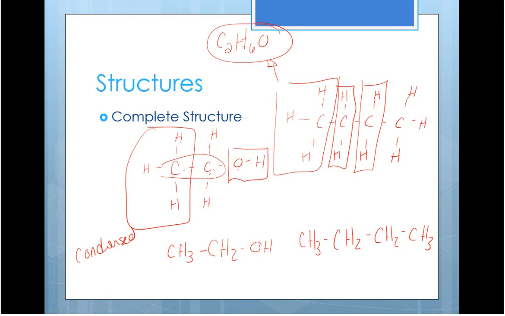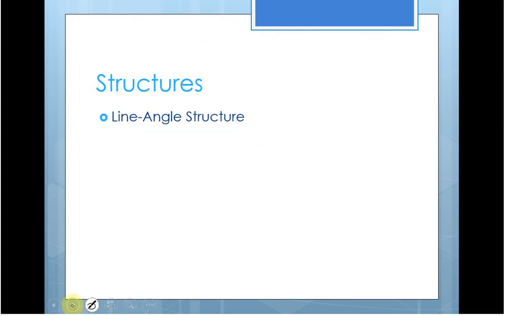So the condensed structure still tells us a lot of information. It tells us what atoms are bonded where. It's just a simpler way to do it. Now, in my lecture, I always say chemists are lazy, and so we want an even shorter way of getting information. And the way that we do that is with a line-angle structure.